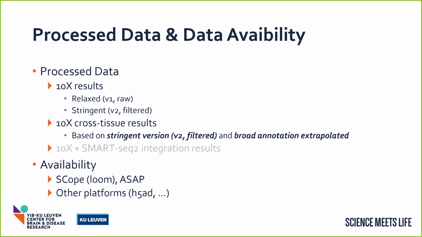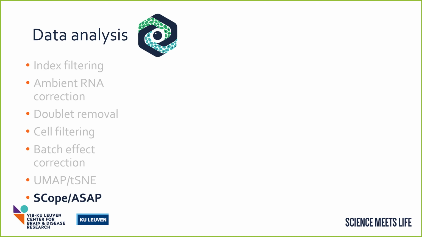With that, the processed data we have and the data availability: we've got the 10x results, the relaxed and stringent data sets. We've got the 10x cross-tissue results, and we've got the Smart-seq, which I haven't gone into here, but you'll be able to explore this in Scope too. These will all be available in both Loom files on Scope and in ASAP, and on other platforms you'll be able to download H5AD files, for example.